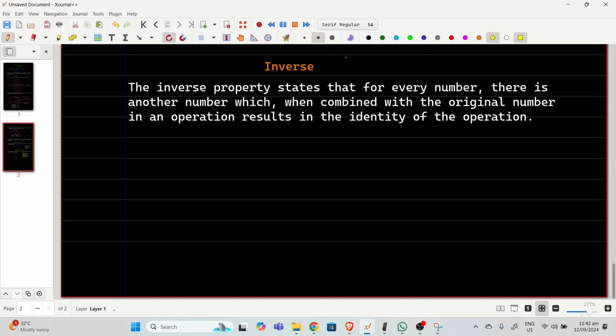All right, let me put a title right here. We have the additive inverse. Let's say, for instance, we have a and we add it to negative a. We know that we'll get 0. So that means that negative a is the inverse of a, or rather, the additive inverse of a.